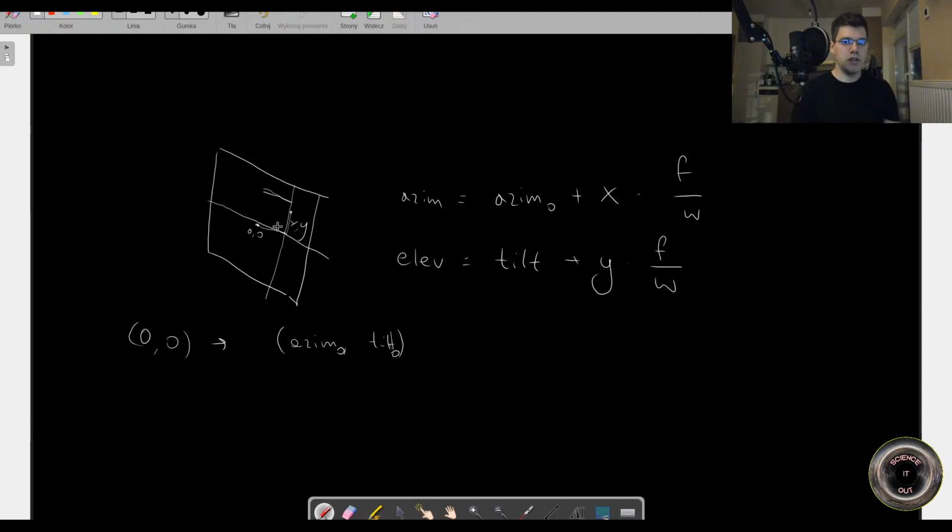And this is much faster than just going pixel by pixel. This accelerates the program a few tenths of times. Sable Eagle says, works for small fields of view. Yes, small fields of view and small tilts.